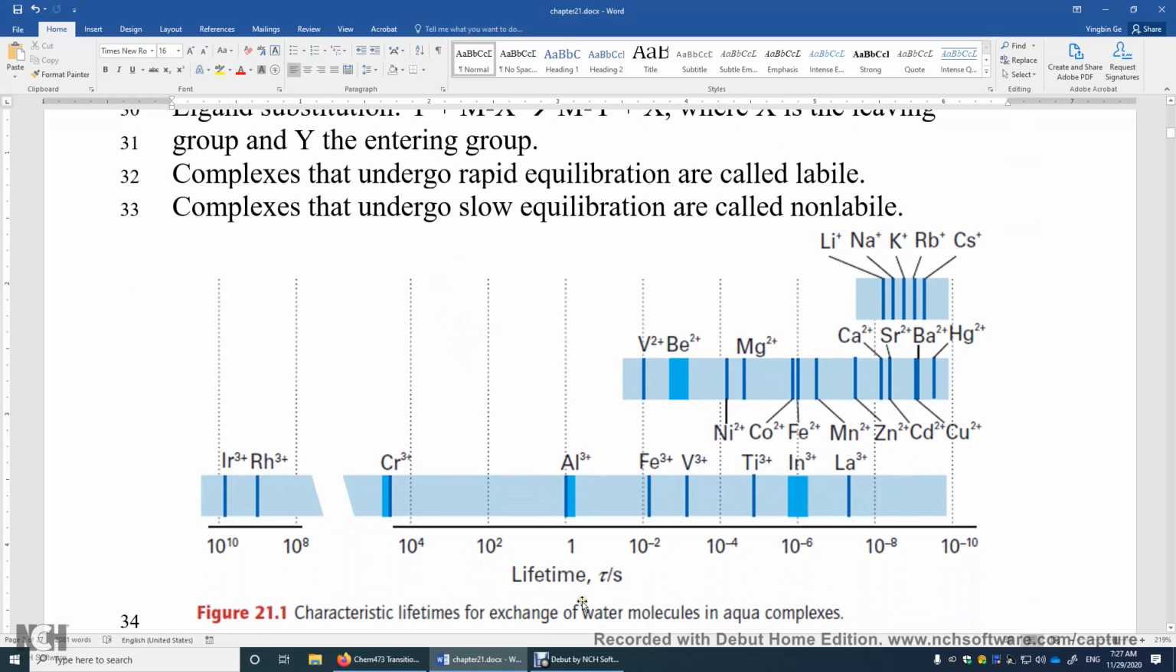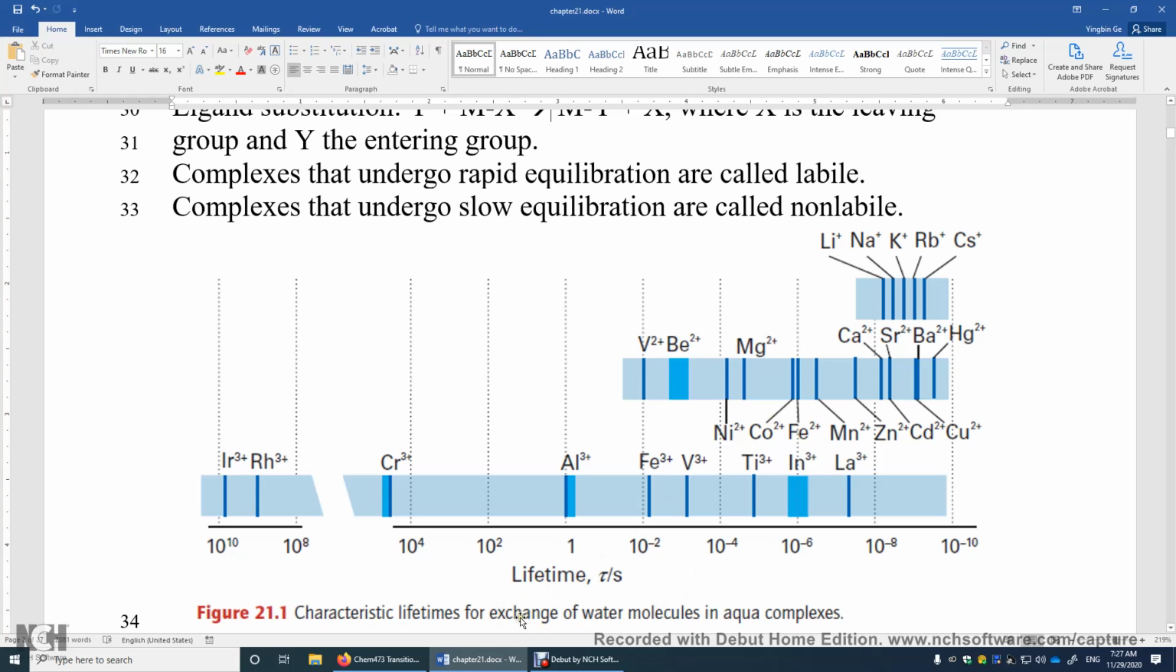Now let's look at this figure. This figure presents the lifetimes for exchange of water molecules in aqua complexes. We have transition metals, and we also have metals in the main group over here and over here. Those are the metal ions from the first two columns of the periodic table.